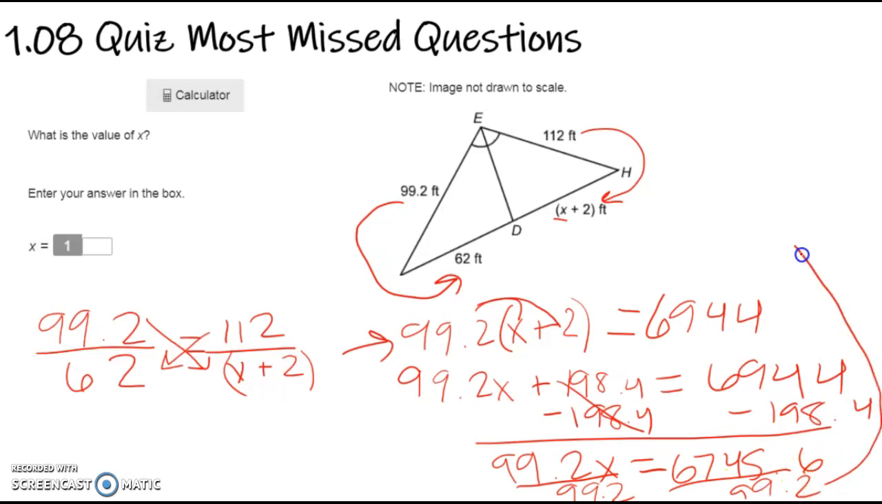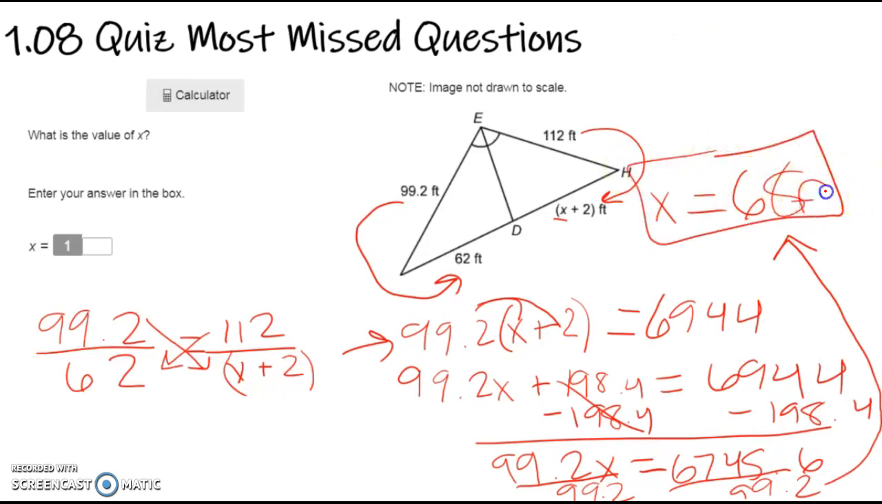Now our last step is going to divide both sides by 99.2 to get x by itself, because that is what they ask for in this problem. So we divide by 99.2, and we end up with x equals 68. So that smaller piece, if we were asked that, x is 68 feet. The smaller piece there would be 68 plus 2, so that smaller piece would be 70 feet. But we weren't asked that. We were just asked for x, so that's 68 feet.